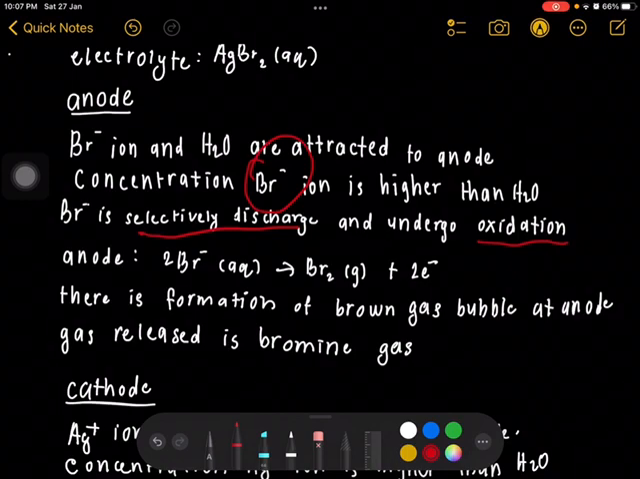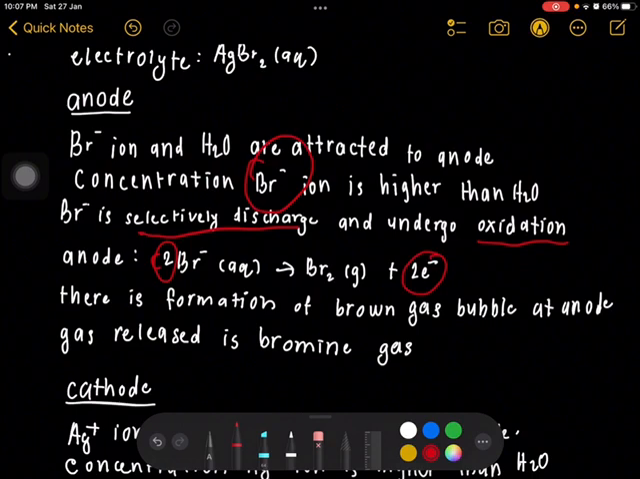So for our half cell equation, Br- will form Br2 gas, and we need to balance this equation by adding 2 in front of Br- and 2e- at the right side of the equation to balance the charge.